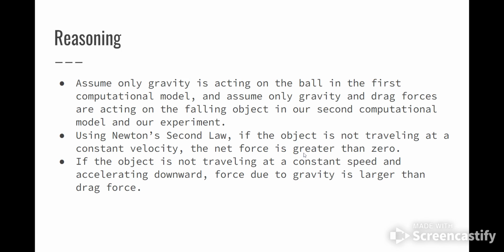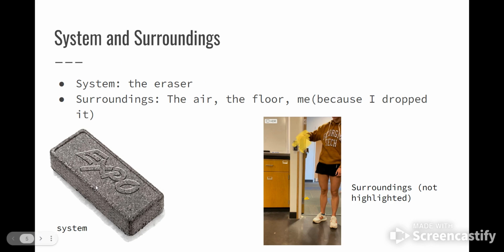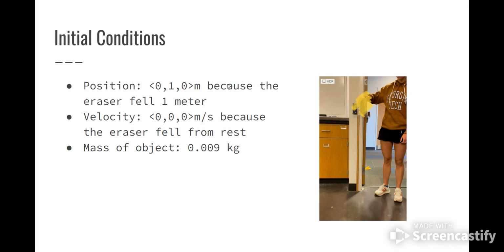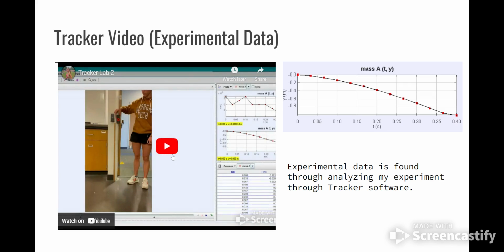Using Newton's second law, if the object is not traveling at a constant velocity, the net force is greater than zero. And if the object is traveling at a non-constant speed downward, the force due to gravity is larger than the drag force. So the system is the eraser, and the surroundings are everything around it. The initial conditions are it was dropped from a meter above the ground. It was dropped from rest, so initial velocity was 0, and the mass is 0.009 kilograms.